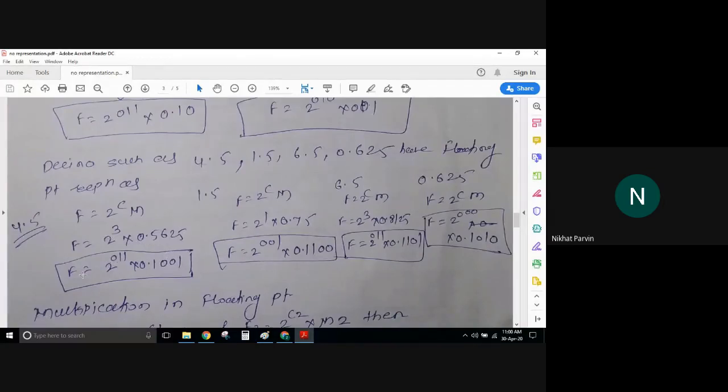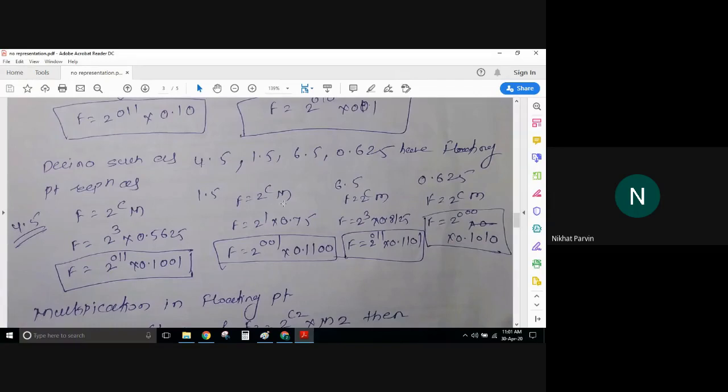So to represent it completely as binary, I am writing this 2 power 3 as 0, 1, 1, and this 0.5625 again converted into binary. That means 0.5625 into 2, 1 will come out, again multiplied by 2, 0 will come out, again multiplied by 2, 0 will come out, again multiplied by 2, 1 will come out. In that way, you get this fractional part as 0.1001. So this is how you represent your 4.5 number with the help of floating point representation.